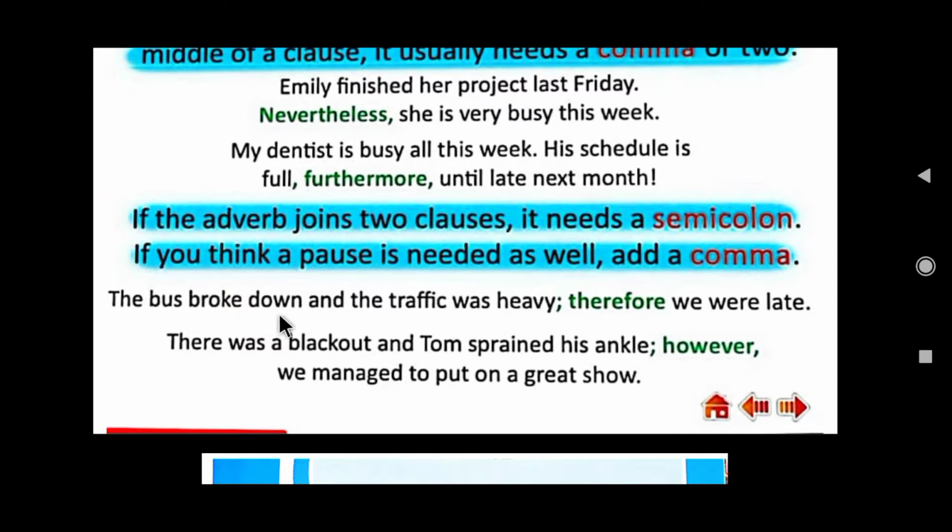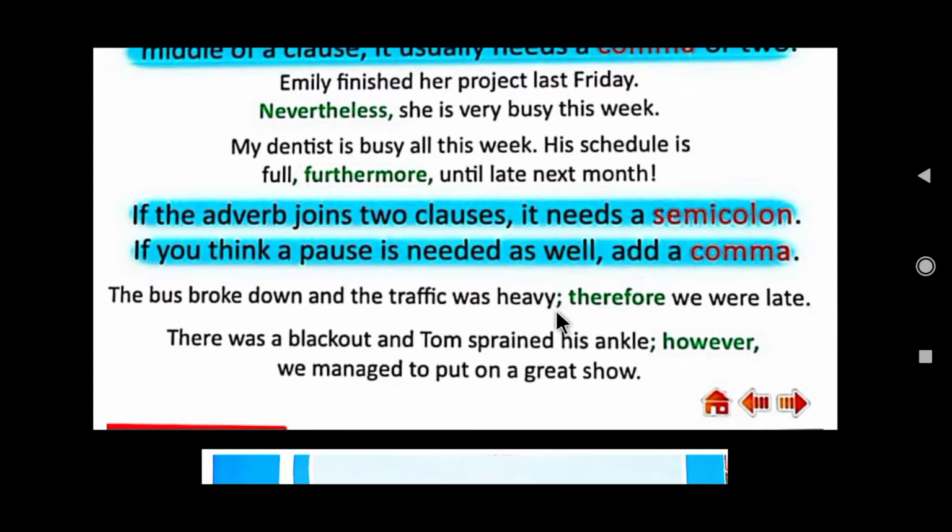The bus broke down and the traffic was heavy; therefore we were late. So here therefore is a connective or a conjunctive adverb and it joined two clauses. That clause is independent and that clause is dependent upon the first clause. So we use a semicolon before that one. Clear? Whenever we have one independent clause and a second dependent clause, then we use a semicolon before the conjunctive adverb.